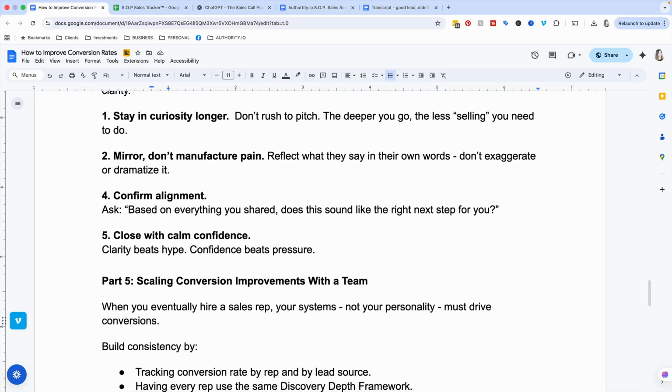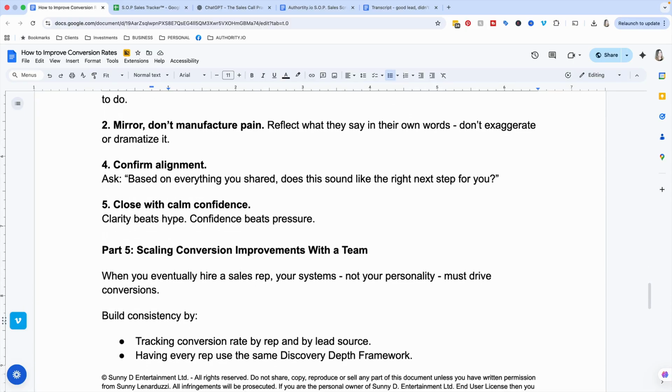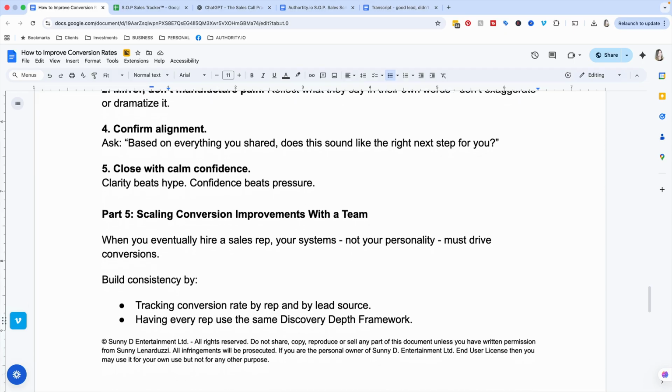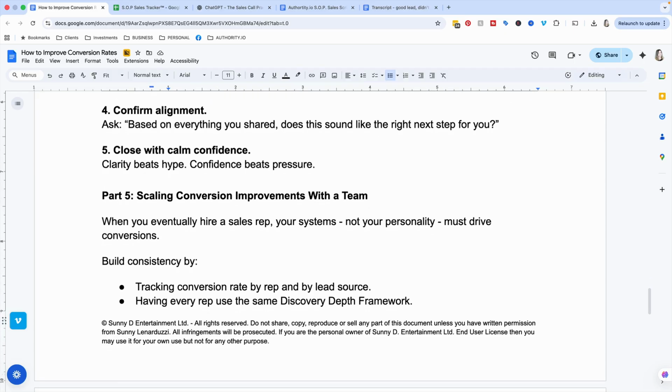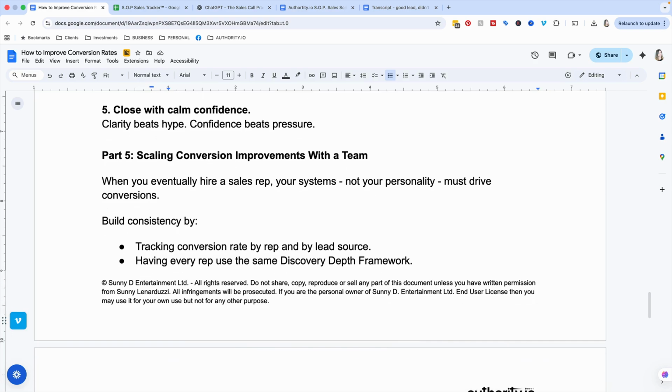Mirror, don't manufacture pain. Reflect what they say in their own words and don't exaggerate or dramatize it. Confirm alignment. Ask, based on everything you shared, does this sound like the right next step for you? And close with calm confidence. So clarity beats hype, confidence beats pressure.